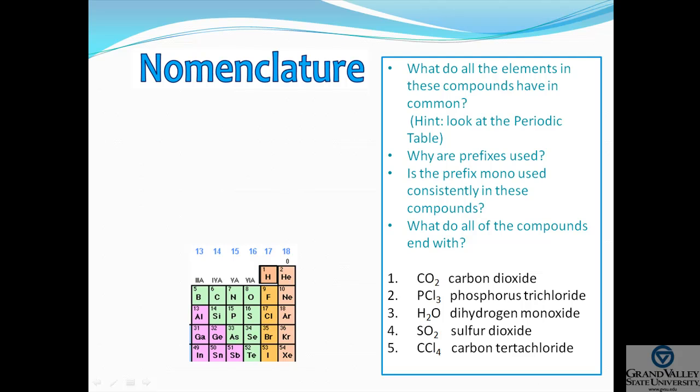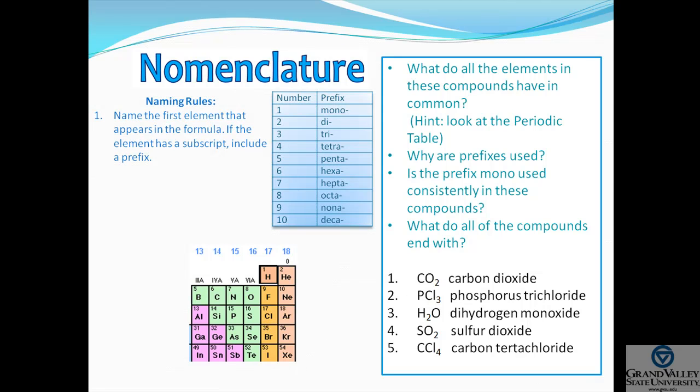In all of the compounds, the first part of the name is the first element in the formula. Also, prefixes are used to indicate the number of atoms of the element that is present in the molecule. For example, the prefix di indicates that 2 atoms of hydrogen are present in the molecule H2O.